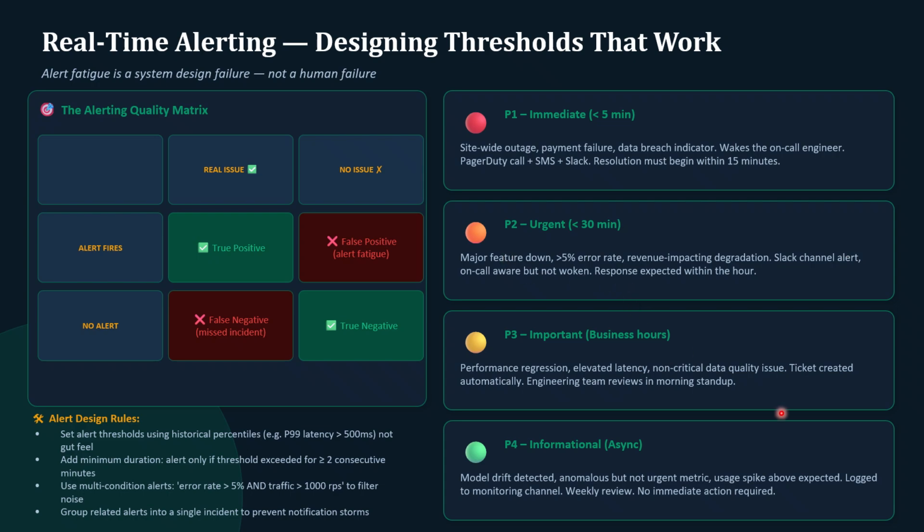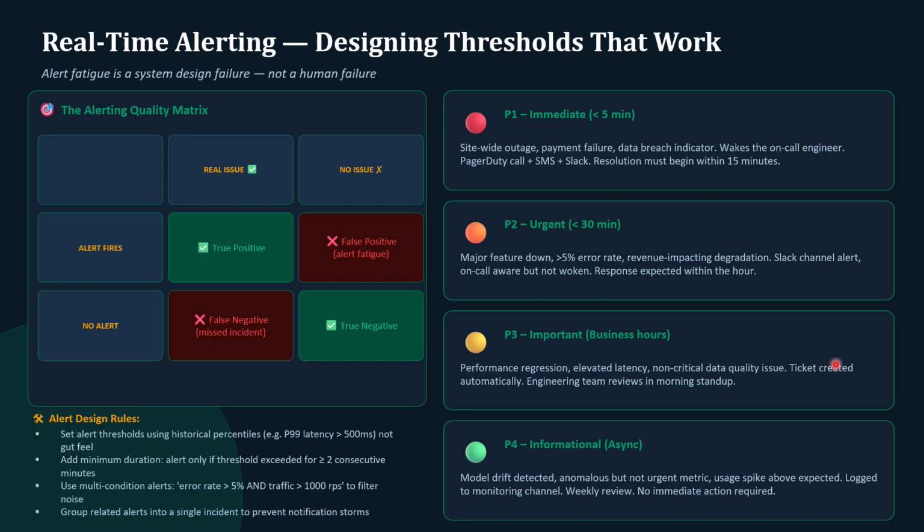And third is multi-condition alerts, which can dramatically reduce the noise: error rate above 5% and traffic above 1,000 requests per second. So both conditions must be true simultaneously. And fourth is grouping related alerts into incidents. A cascading failure should produce one incident, but not 50 simultaneous alerts, right?